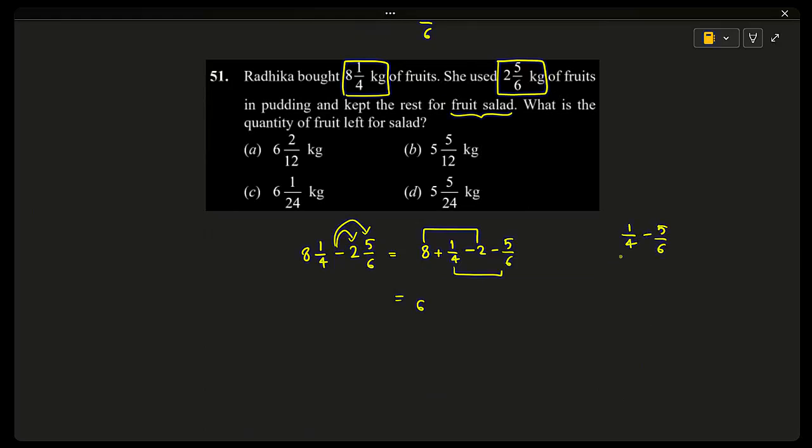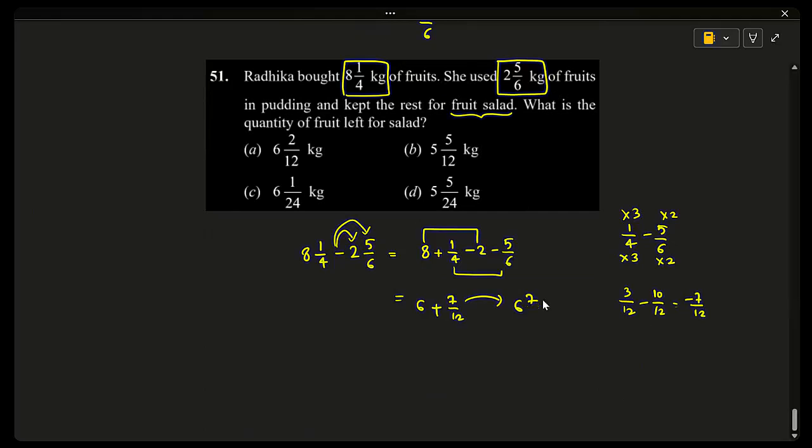4 and 6 LCM will be 12. So 4 you multiply by 3, 6 you multiply by 2 to get both denominators as 12. So 3 by 12 minus 10 by 12, you'll be getting minus 7 by 12. So 6 minus 7 by 12. If plus is there, directly we can write 6 7 by 12, but if minus is there, we cannot write that.